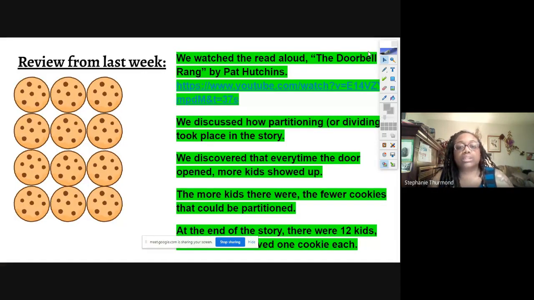Okay, so let's review last week. Last week we watched the story, or watched the read aloud, The Doorbell Rang by Pat Hutchins. We discussed how partitioning or dividing took place in the story. We discovered that every time the door opened, more kids showed up. So the more kids that were there, the fewer cookies that could be partitioned. At the end of the story, there were 12 kids, so each kid received 1 cookie each.